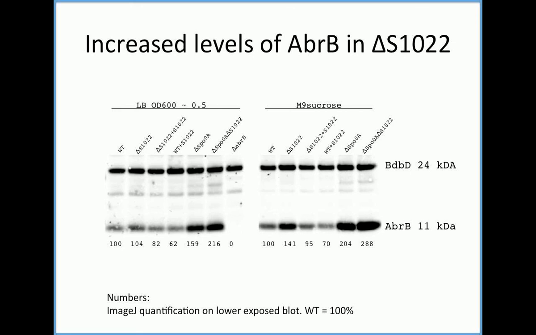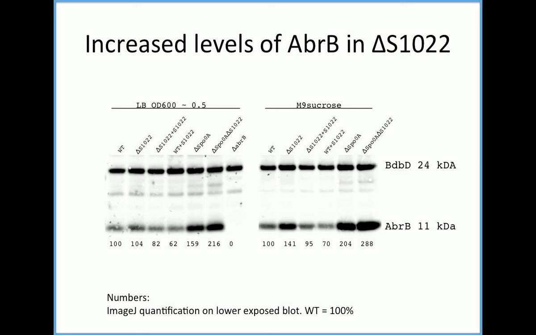If we look at a Western blot of the levels of AbrB within the cell, if we concentrate on the blot grown in sucrose, as you can see, we've used BDBD as our consistently expressed protein, and AbrB is expressed to 100% in the wild type. If we delete S1022, we end up with more AbrB in the cell. We can complement it by adding back in the S1022 on the plasmid in the mutant.